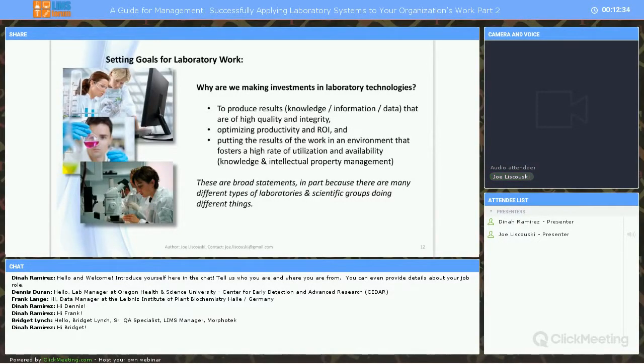To produce results, it's knowledge, information, and data that are of high quality and integrity, optimizing productivity and ROI, and putting the results of laboratory work in an environment that fosters a high rate of utilization and availability. Basically, effective knowledge and intellectual property management. These are broad statements, in part because there are many different types of laboratories and scientific groups doing different things. Some work is done in a bench setting, some in the field, and some, such as space sciences and astronomy, use really expensive tools for data gathering. In the next few slides, we'll address those goals individually.